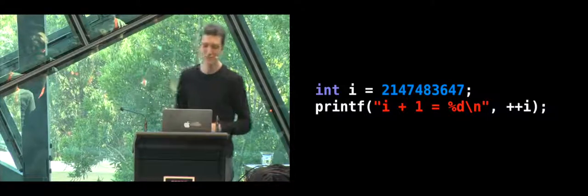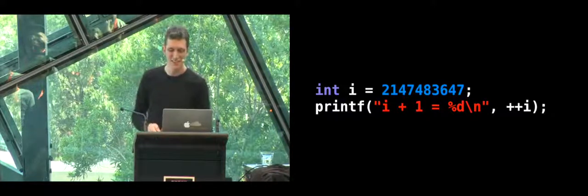Does anyone know what the C program will output? A hint: the number stored in the int i is max int, or INT_MAX. So when we add 1 to it, any guesses? Yeah. You'll get negative 2,147,483,648. That's not very user-friendly, right?